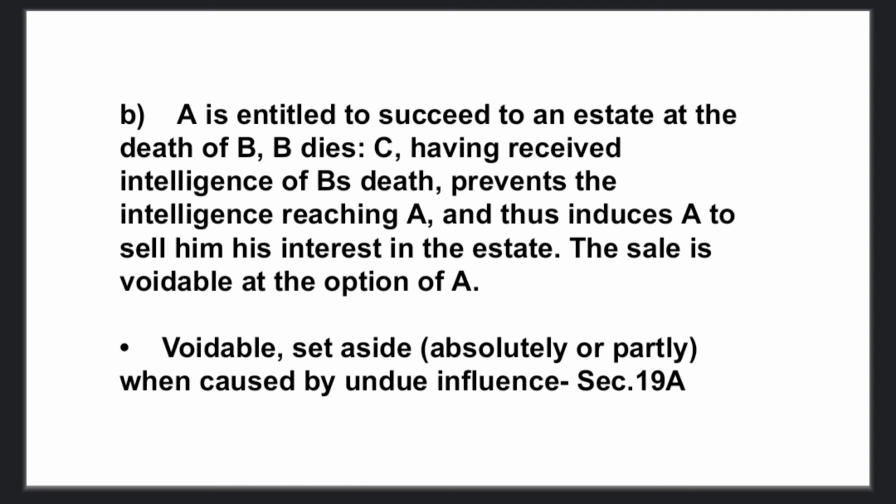Now the relevant section is section 19A. It says that if someone has obtained the consent from another person by undue influence on that person, so that is voidable now, and it can be set aside. It can be set aside either absolutely or partly. Why am I saying absolutely and partly?